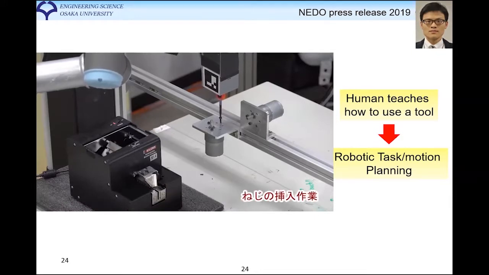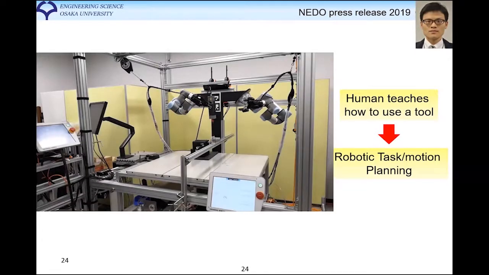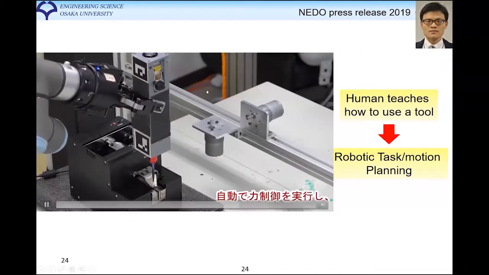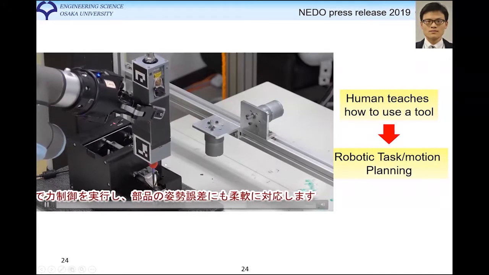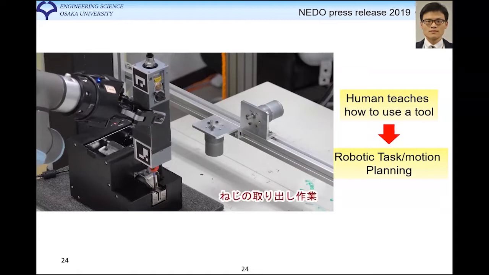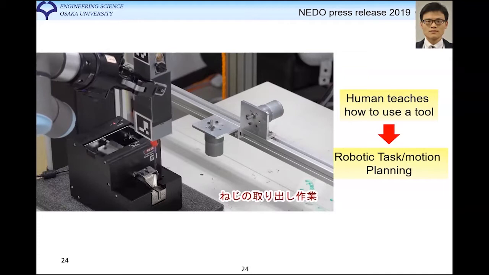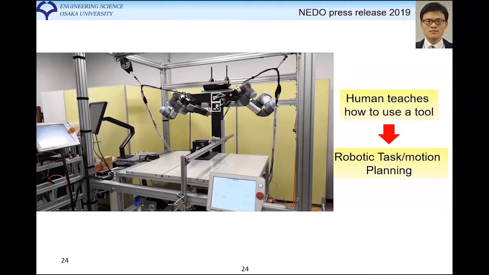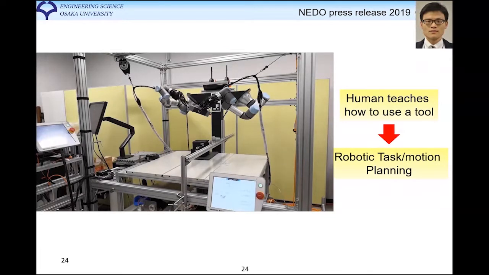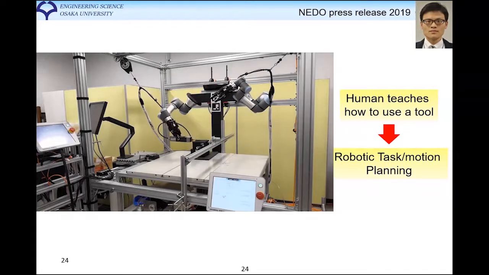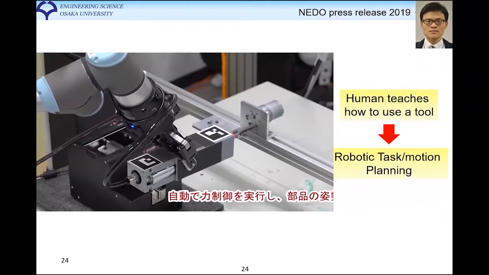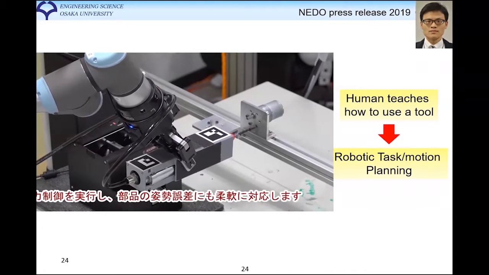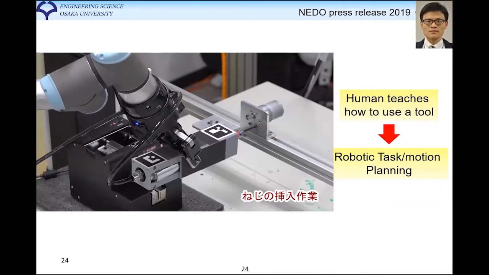But when we use such an approach, it becomes difficult to precisely adjust the position of the mechanical tool. So we use the force controller to robustly perform the required task. We use spiral search to search for the position of the hole.